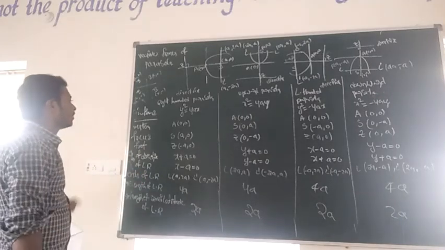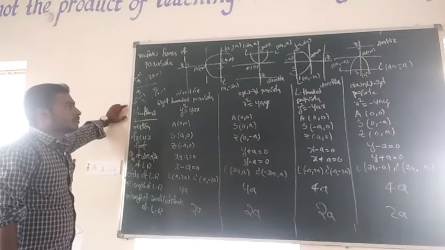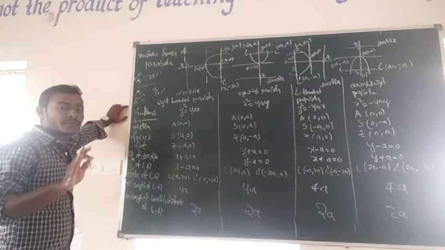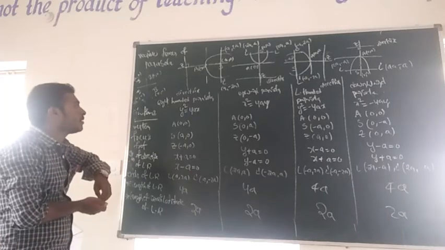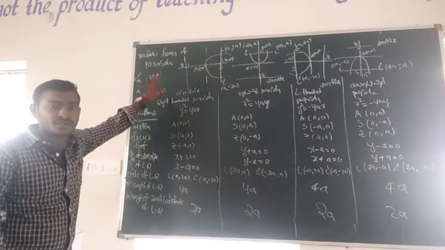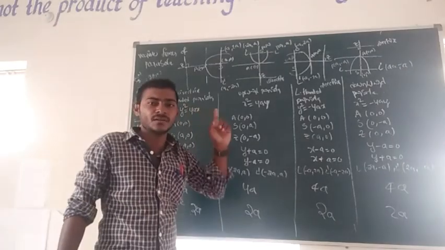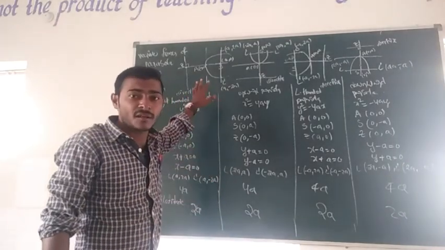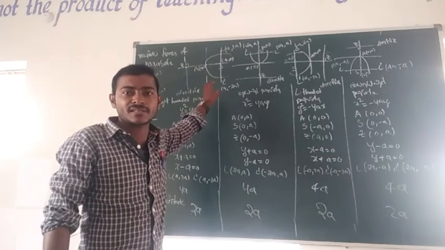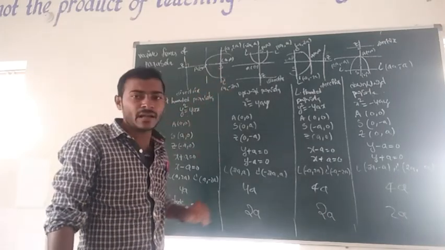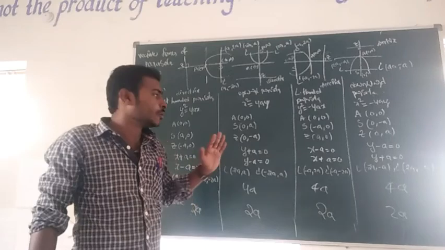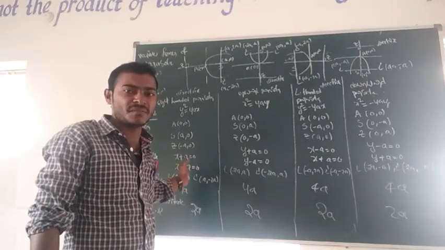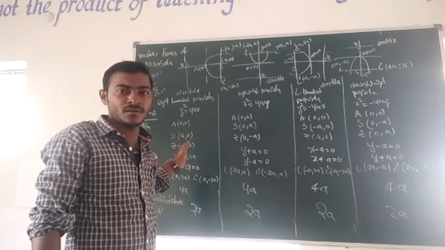Now you may take the table. The easiest way to remember is when you are drawing the picture, you have to remember where you were taking the points: the focus, vertex, directrix and length of latus rectum. You may practice a number of times, and you will remember these whole things very easily.